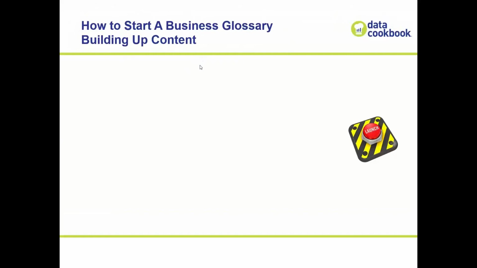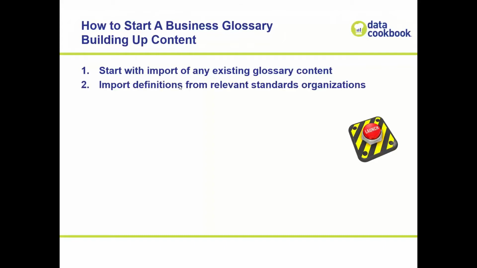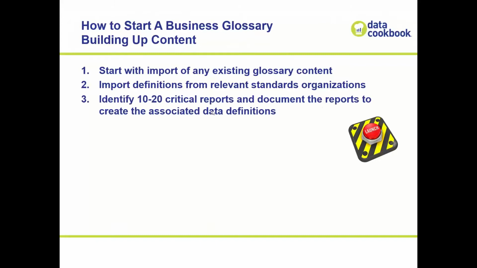How do you start a business glossary and build up content? You want to start by importing any existing glossary content that you might have around your organization, any definitions from standards organizations or any sort of community definitions that might be out there. Then identify 10 to 20 critical reports and document those reports to find all the data definitions in them.